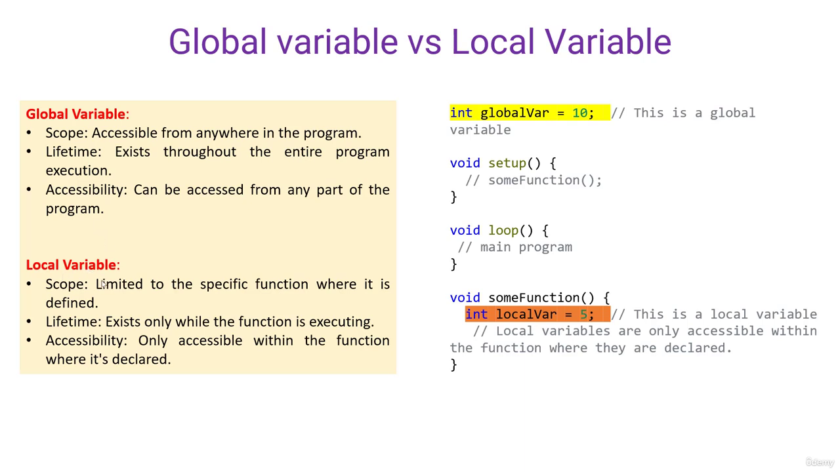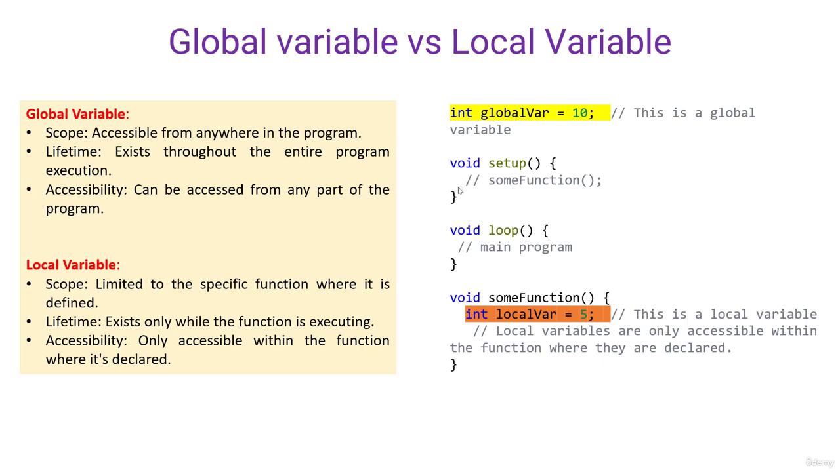Whereas a local variable is limited to a specific function where it is defined. Lifetime: it exists only while the function is executing. And accessibility: it is only accessible within the function where it is declared. Now, here's the dummy program on the right hand side.